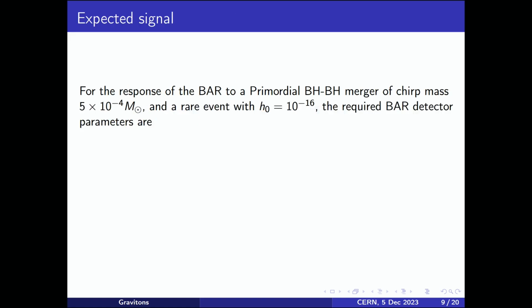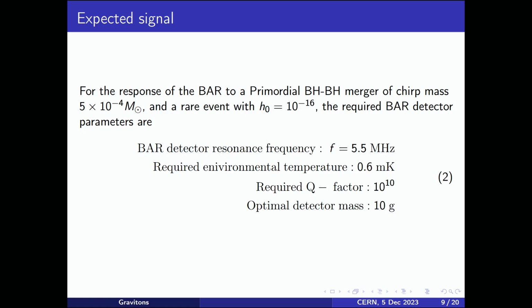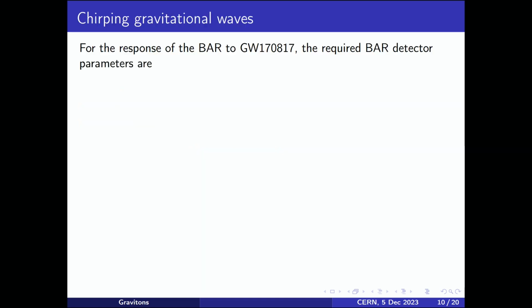that the response of, say, a bar to a chirping gravitational wave of chirp mass 10 to the minus 4 solar masses, and say a rare event with strain amplitude 10 to the minus 16, the bar detector parameters required to witness the exchange of one single graviton between field and matter are close to what has been achieved in current lab experiments.